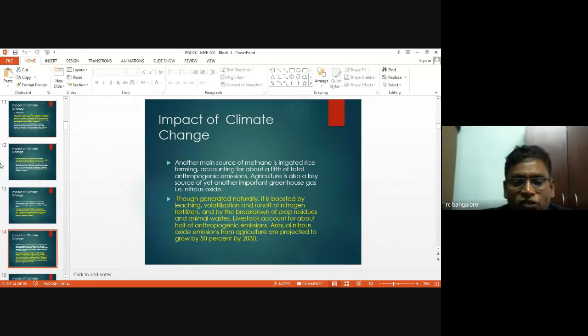Though generated naturally, it is boosted by the leaching, volatilization, and runoff of nitrogen fertilizers, and by the breakdown of crop residues and animal waste. All these release ammonia, nitrous oxide and methane into the environment. Livestock account for about half of anthropogenic emission, and annual nitrous oxide emissions from agriculture are projected to rise by 50% by 2030.